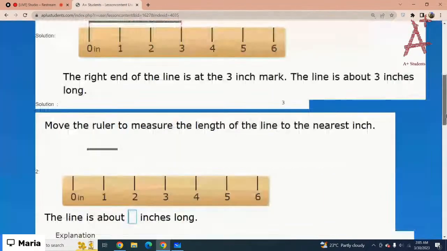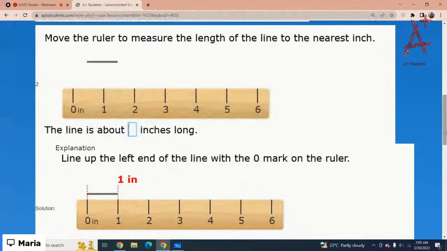Okay, let's just do another example. Move the ruler to measure the length of the line to the nearest inch. So you are given a line. You have to place the ruler with the line and find the length of the line. So basically you have to line up the left end of the line with the zero mark on the ruler. Got it? Here is the left end of the line. You have to line up with the zero.